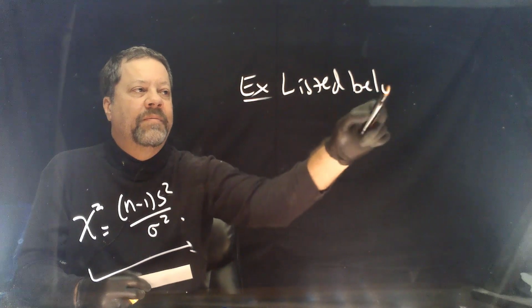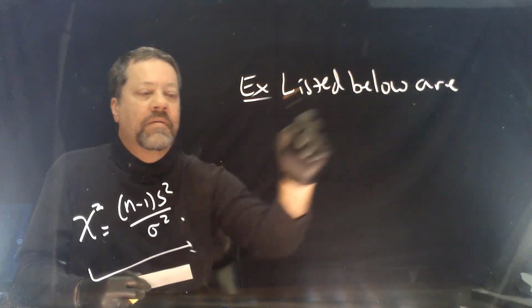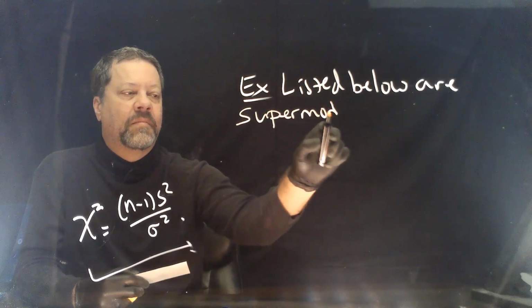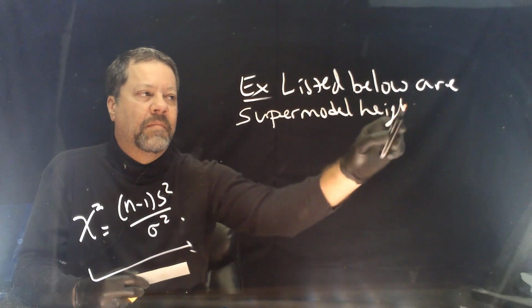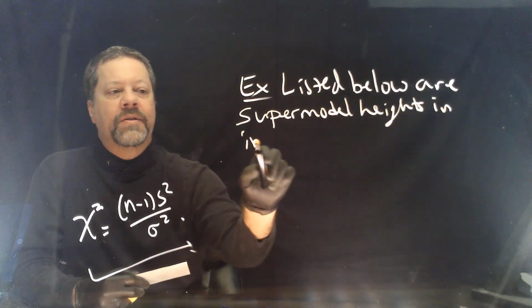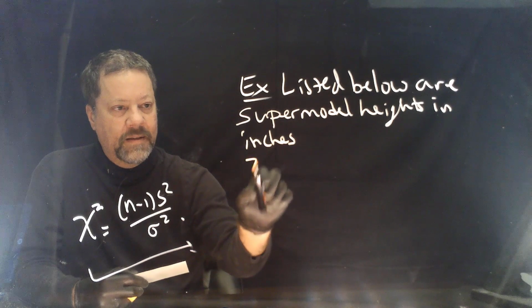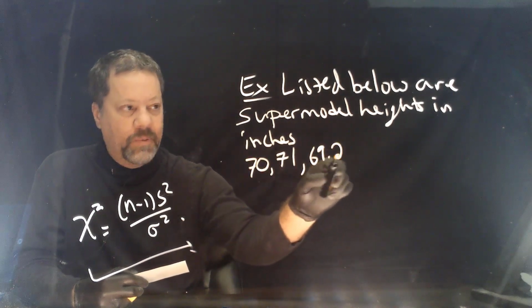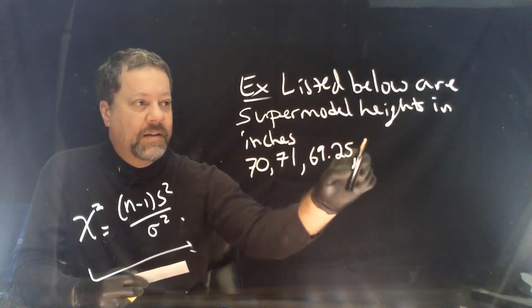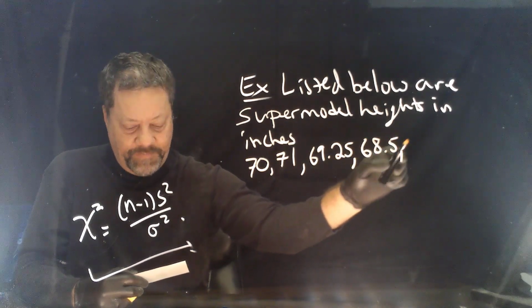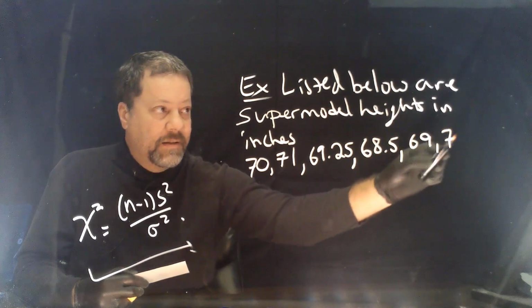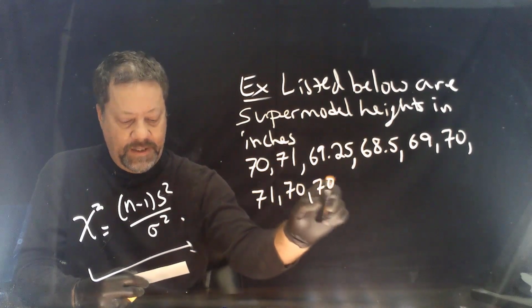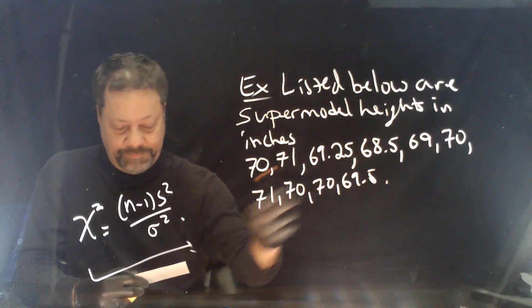Listed below are supermodel heights in inches. Let's see, 70, 71, 69.25, 68.5, 69, 70, 71, 70, 70, and 69.5.